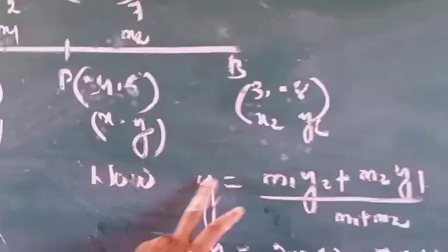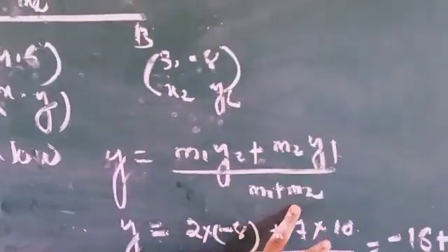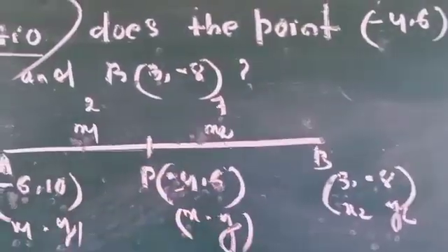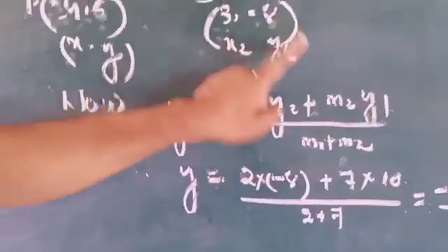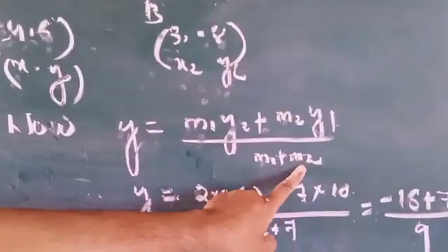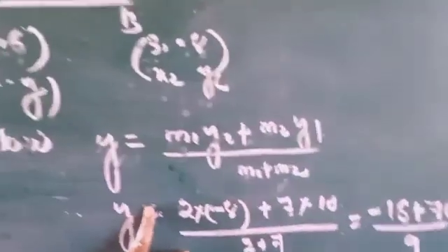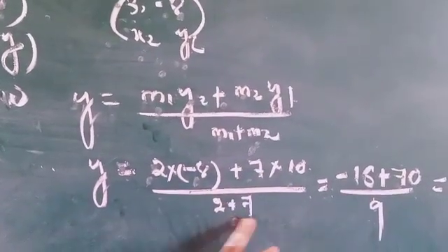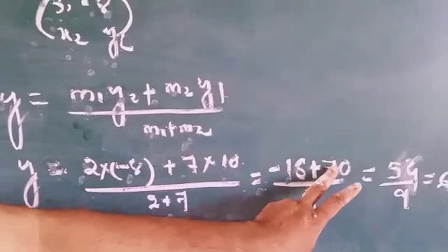Now we have to check using the coordinate of y. The y formula is (m1 y2 plus m2 y1) by (m1 plus m2). Now put the values: m1 is to m2 is 2 is to 7, so m1 is 2 and m2 is 7. So 2 into y2, which is -8, plus 7 into y1, which is 10, divided by 2 plus 7, which is (-16 plus 70) by 9.